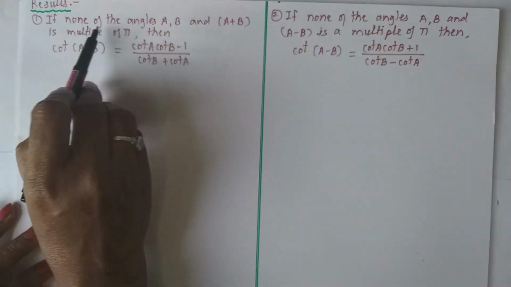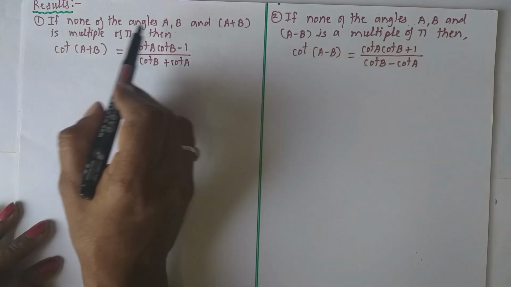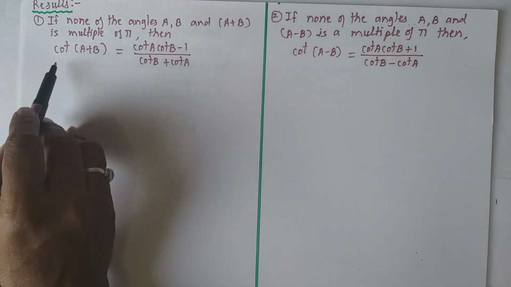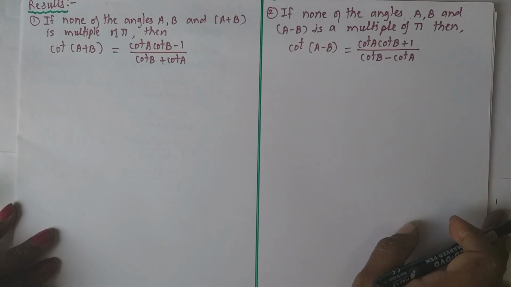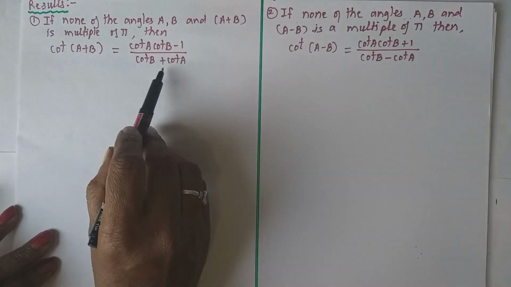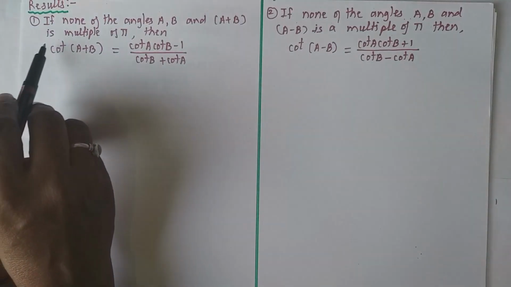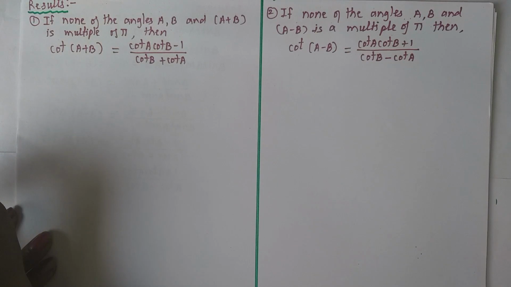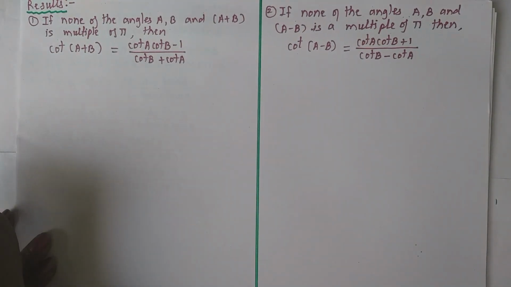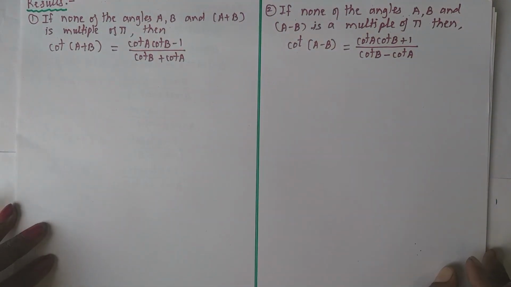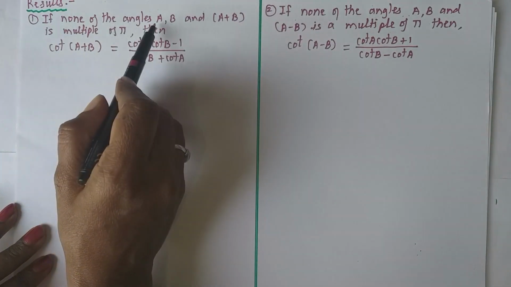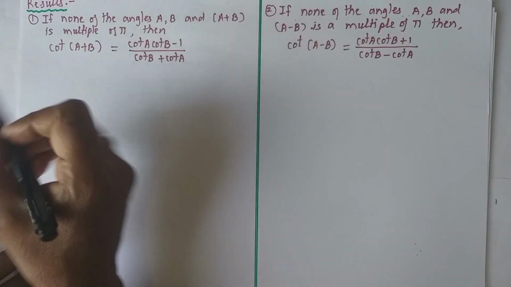What is given here? If none of the angles A, B and A + B is a multiple of pi, then cot(A + B) is equal to (cot A cot B − 1) divided by (cot B + cot A). Why is it given that none of the angles A, B and A + B is a multiple of pi? Because the value of cot at pi, that is at 180 degrees, is not defined. Therefore, it is written that none of the angles A, B, A + B is a multiple of pi.